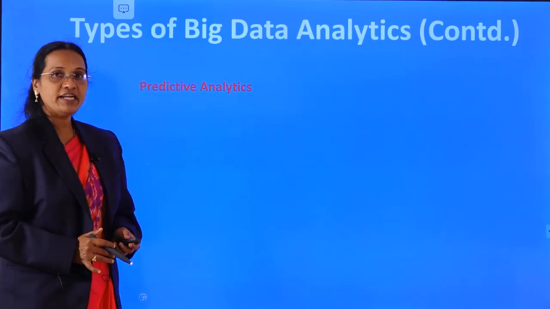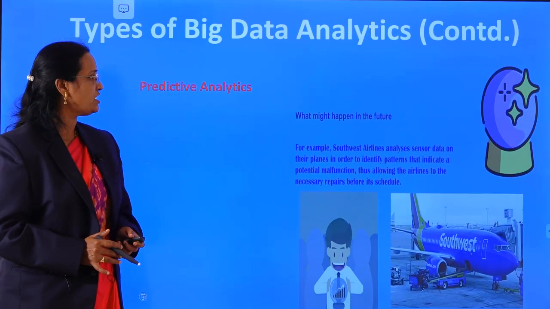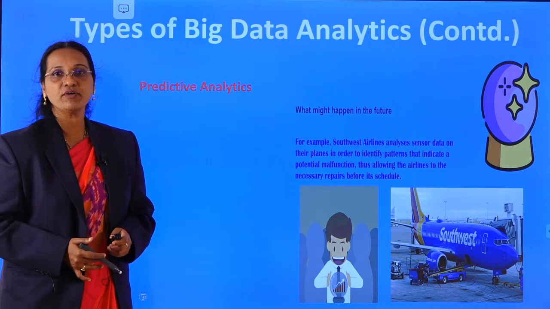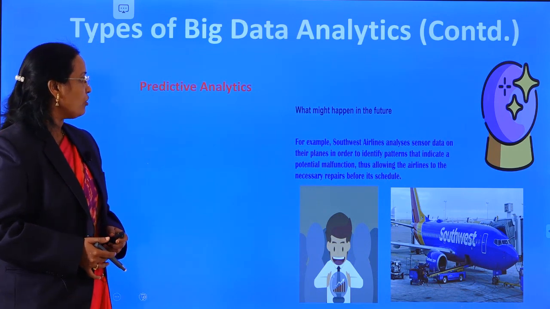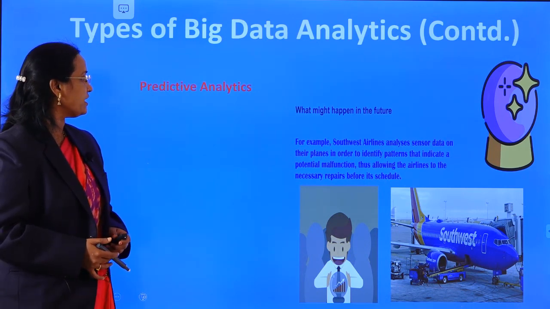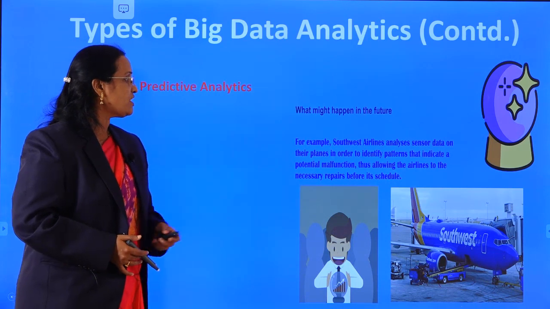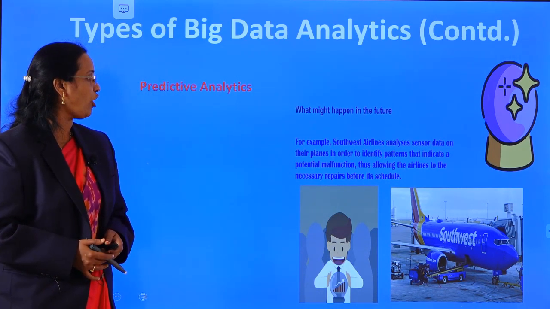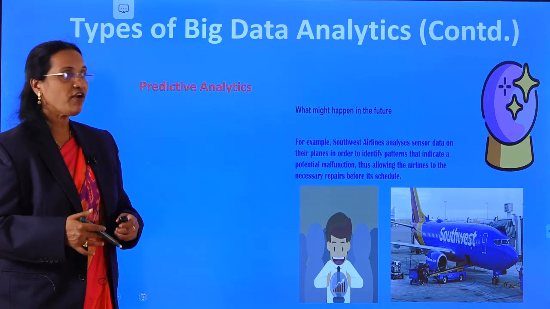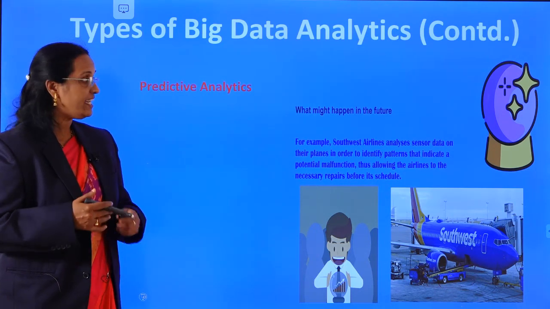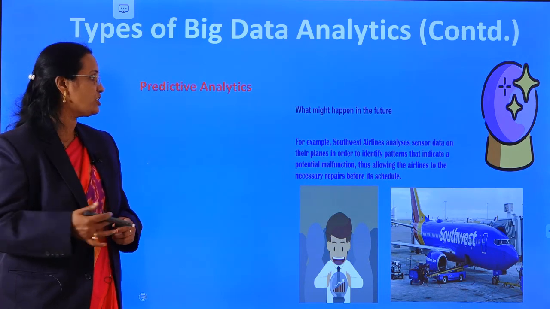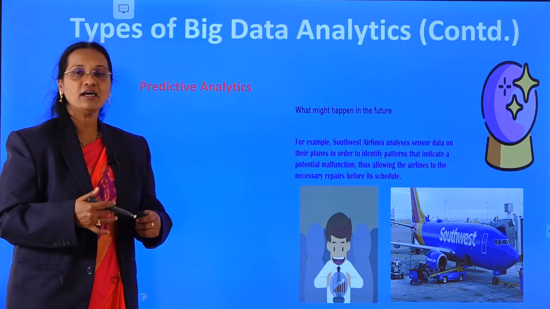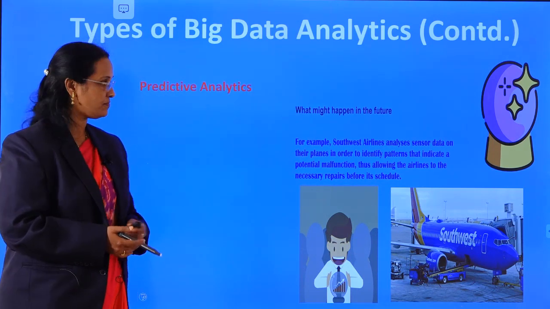That is called descriptive analytics. The next type of analytics is called predictive analytics. What is predictive analytics? What might happen in the future is predictive analytics. The best example for predictive analytics is Southwest Airlines, which always analyzes sensor data on their planes in order to identify patterns that indicate potential malfunctioning, so that before scheduling the flight they can repair the parts.